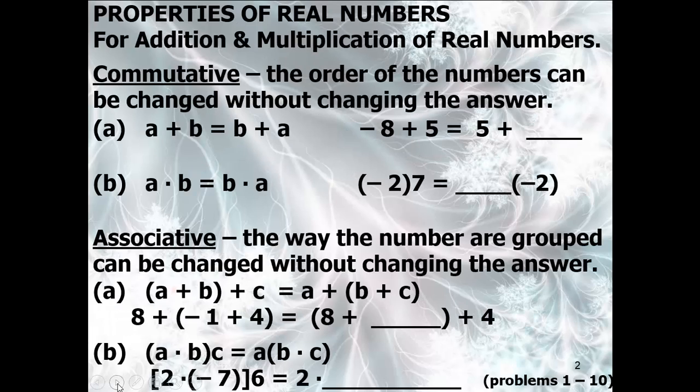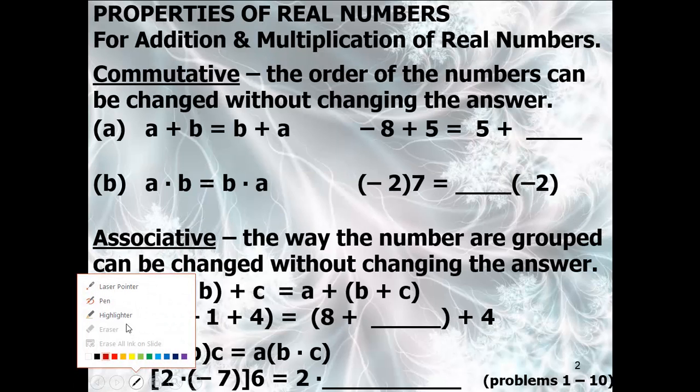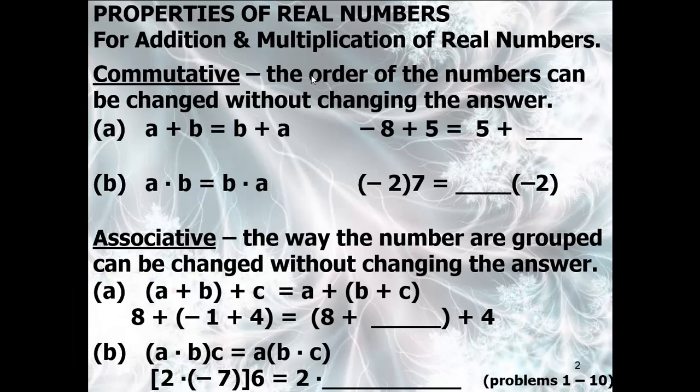All right. We're going to start our properties of real numbers for addition and multiplication with the commutative property. The commutative property says you can change the order. The order can change without changing the answer. So here in example A, we can add A plus B, which equals B plus A.